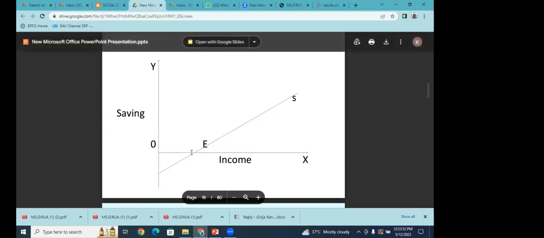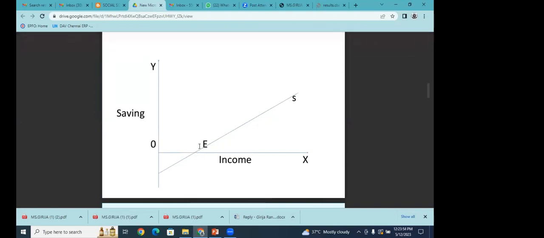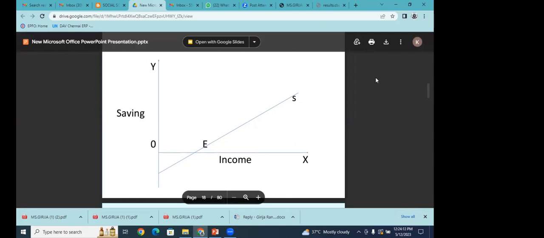And what is saving at point E? This point? 0. So at point E, we know that saving is 0. So consumption and income will be equal. Then you can ask another question: why does this curve slope upward from left to right?